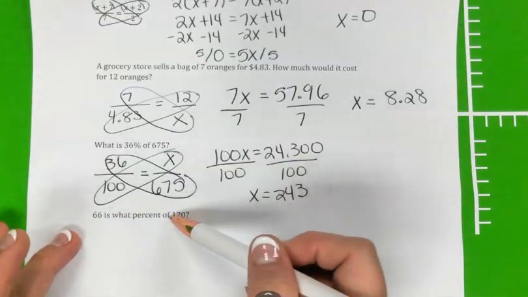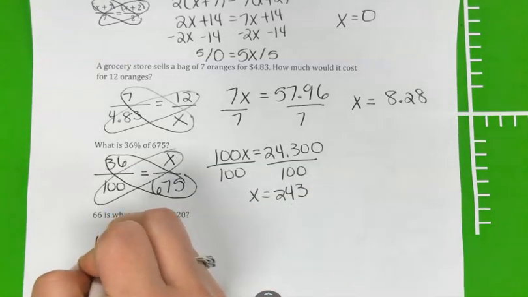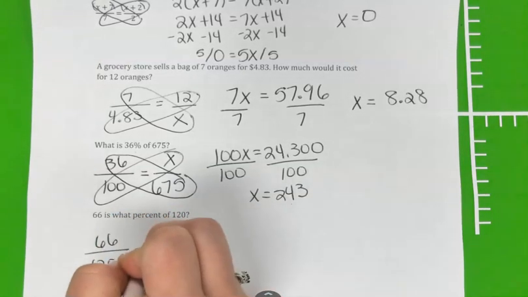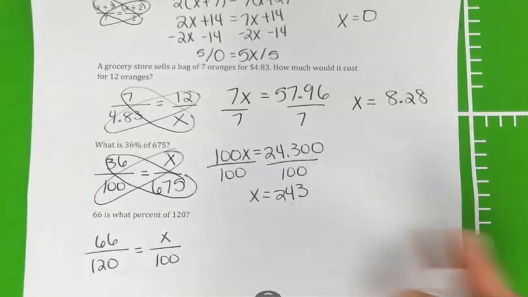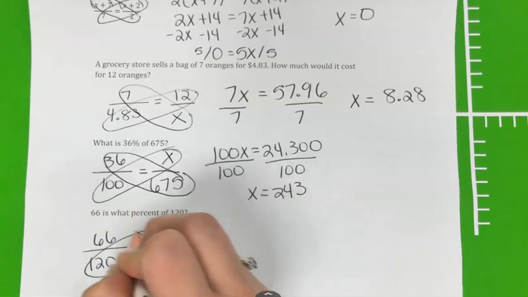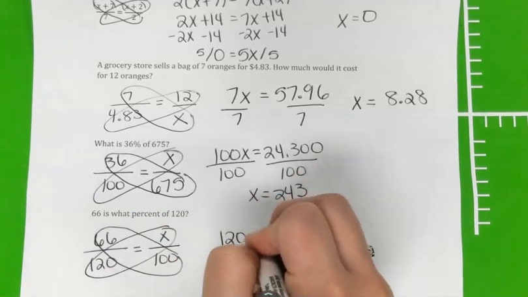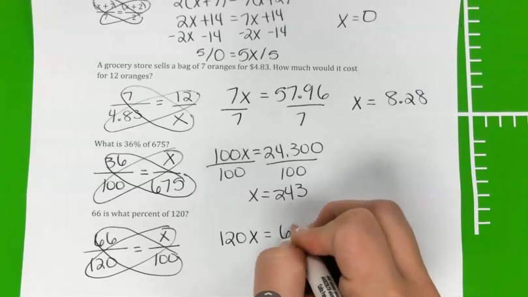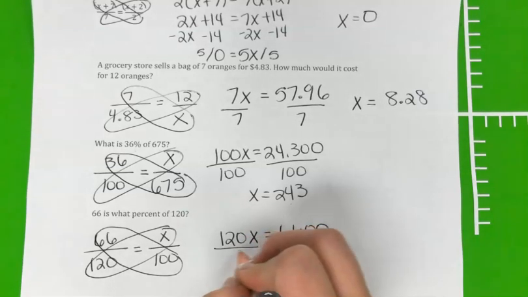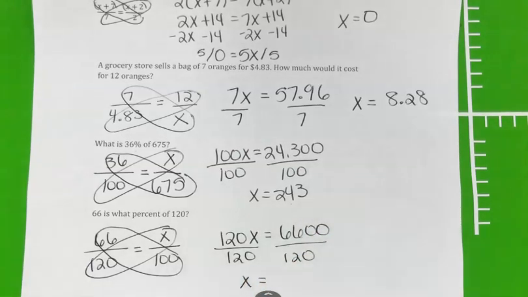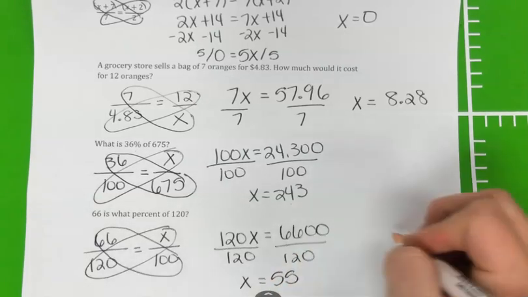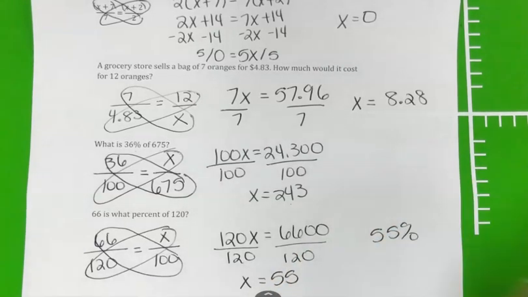Okay, another percent one, but this one's setup is going to be a little bit different. 66 is what percent of 120? So I'm looking for 66 out of 120, and I want that as a percent. So that means per 100. I want to know what the percent is. So still going to cross multiply. 120x equals 6,600. Divide. And I get that x is 55. So that would be 55%.